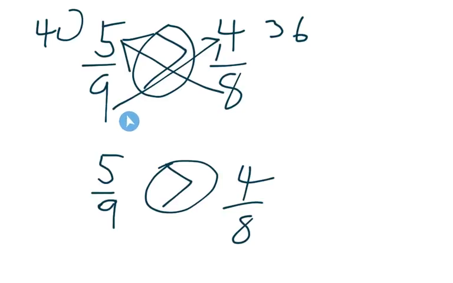Because remember, you're just skipping that step of getting like denominators. Because when you cross multiply, that's what you're doing, you're finding out what like denominators are. So that's how you compare fractions with unlike denominators and unlike numerators.